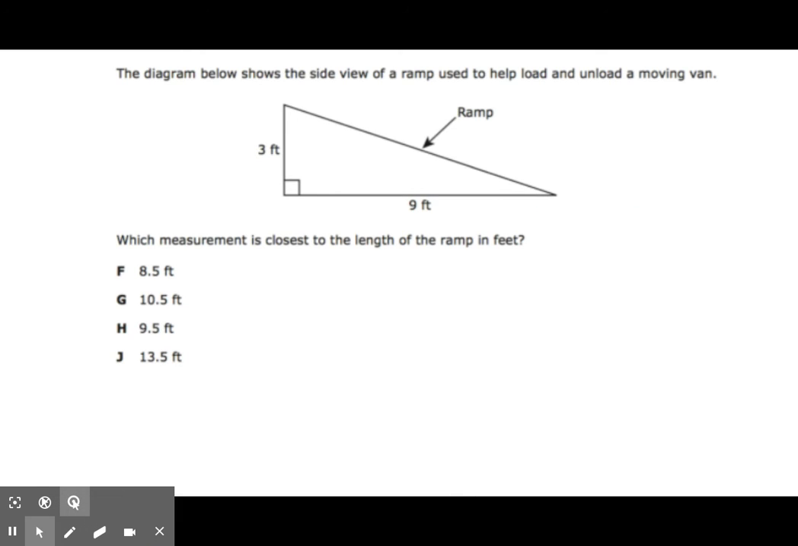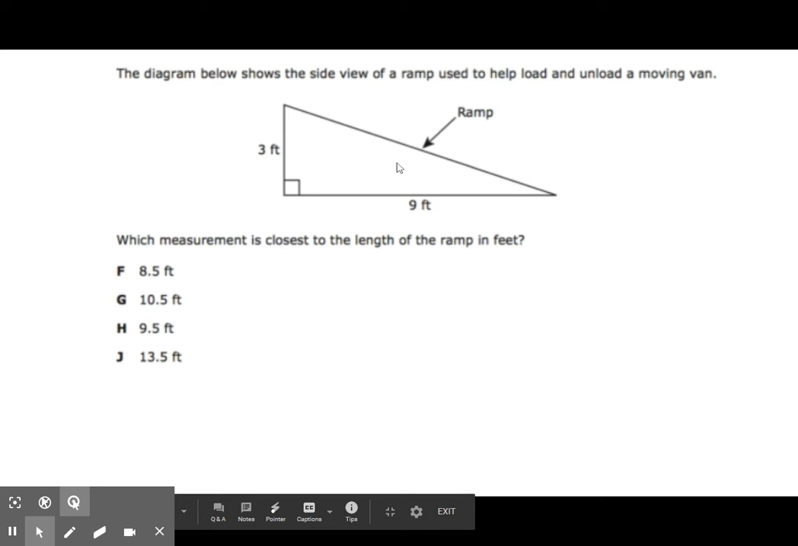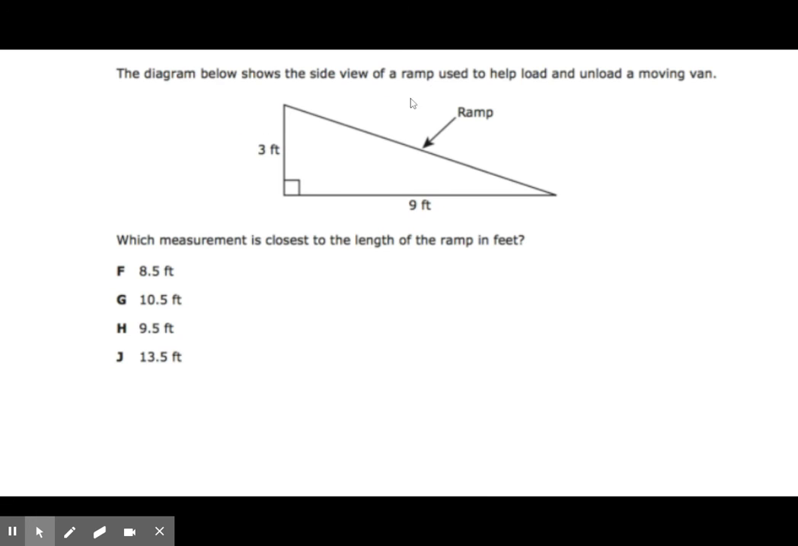Here is another example of a type of question you are going to see involving Pythagorean theorem. So here we've got a diagram. Let's read what it says. It says the diagram below shows the side view of a ramp used to help load and unload a moving van. So here is my diagram showing that side view of the ramp.